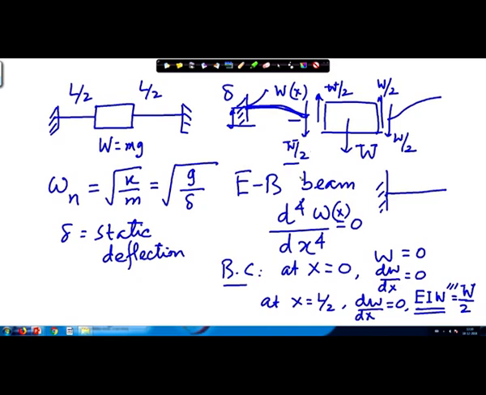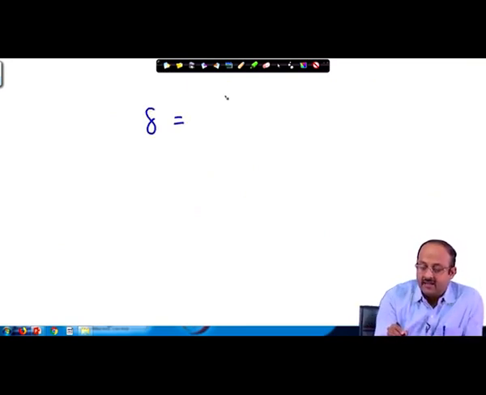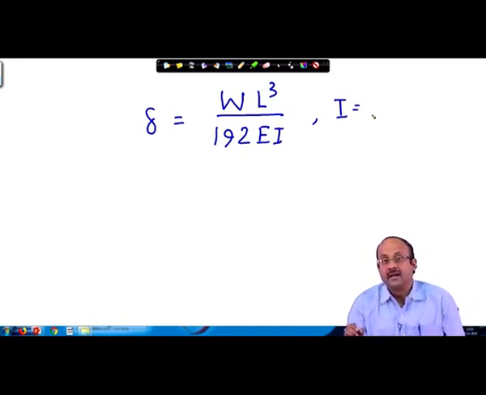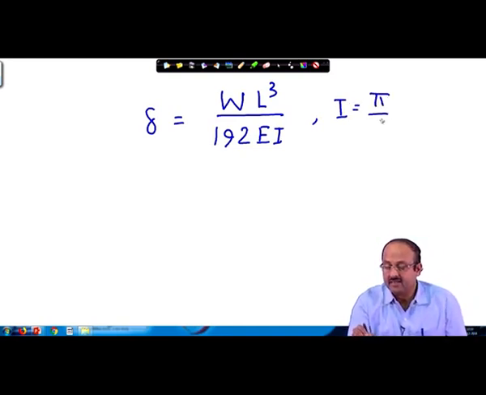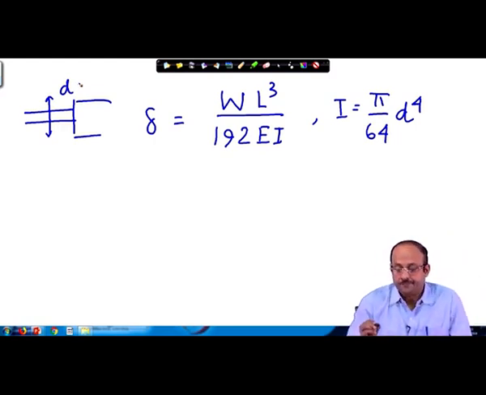Now, with all this, if you solve this equation, the delta comes out to be W L cube divided by 192 E I, where I is the second moment of area, and that is equal to pi by 64 d to the power 4, where d is the diameter of the lead.